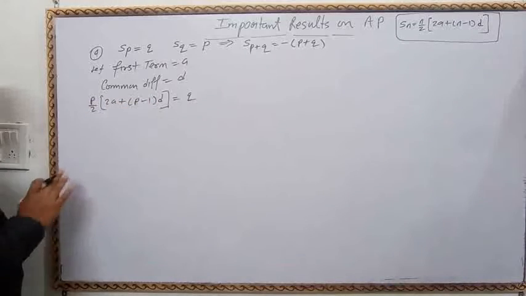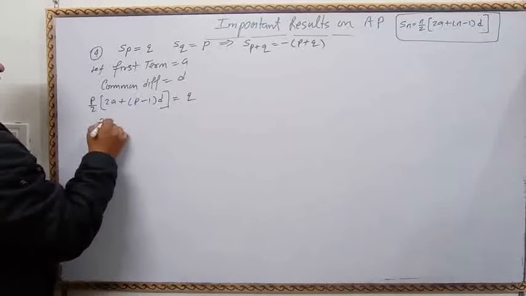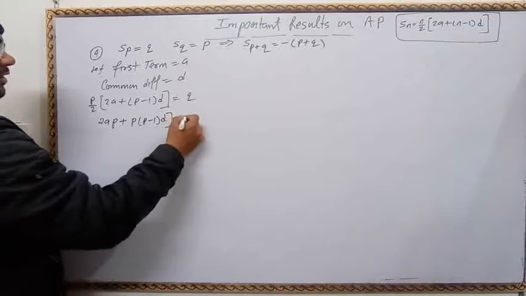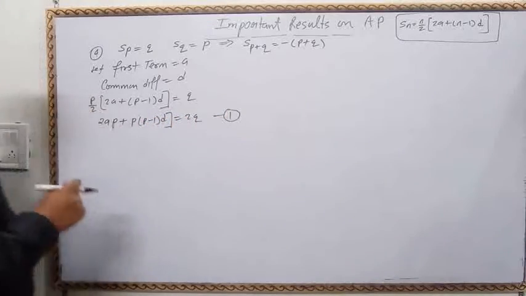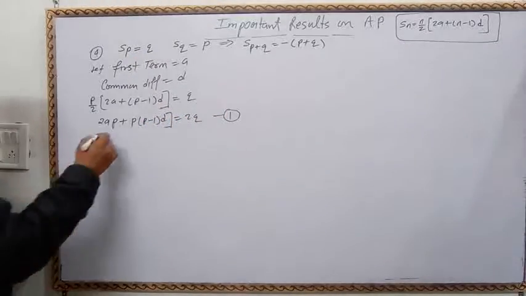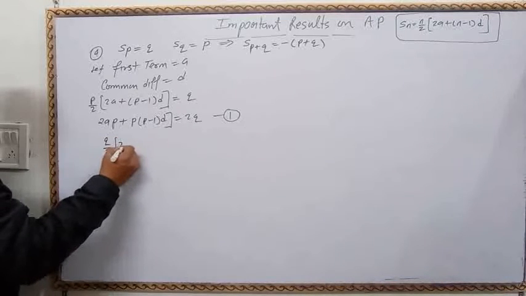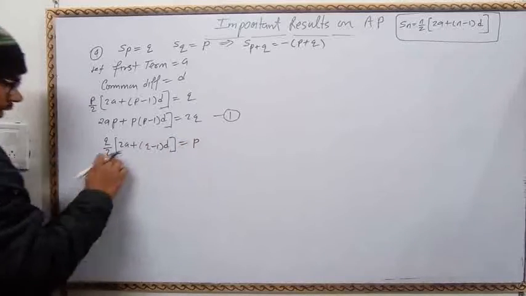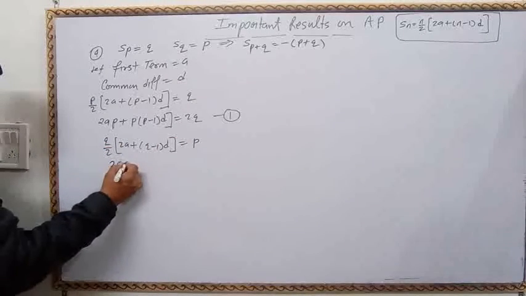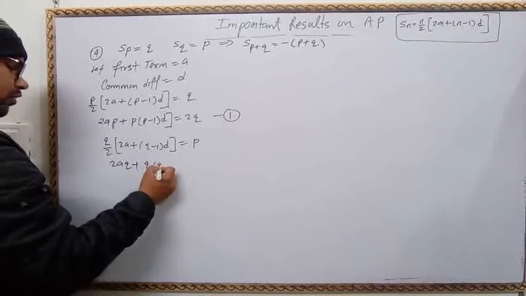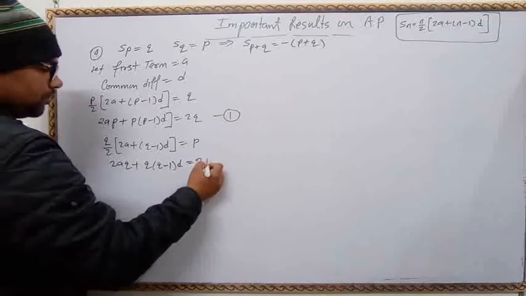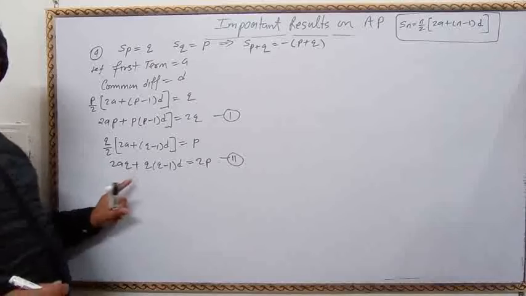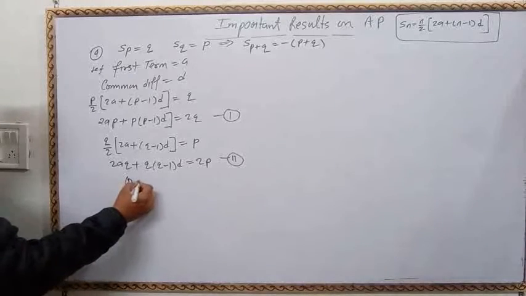It means we will multiply by p. So 2ap + (p−1)d = 2q. It is equation first. Now what is Sq? It means q/2 [2a + (q−1)d] = p. 2 will be multiplied here by q. So 2aq + (q−1)d = 2p. It is equation second. So subtract first minus second.